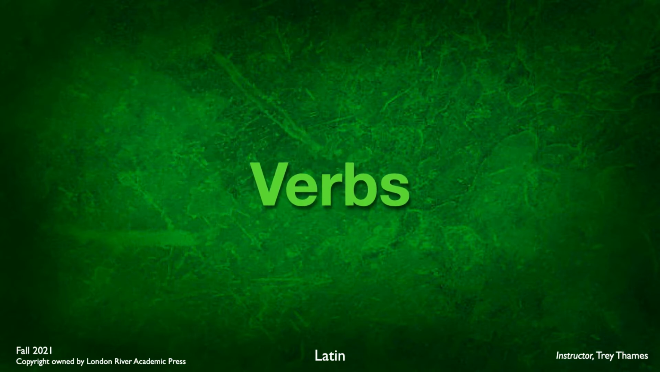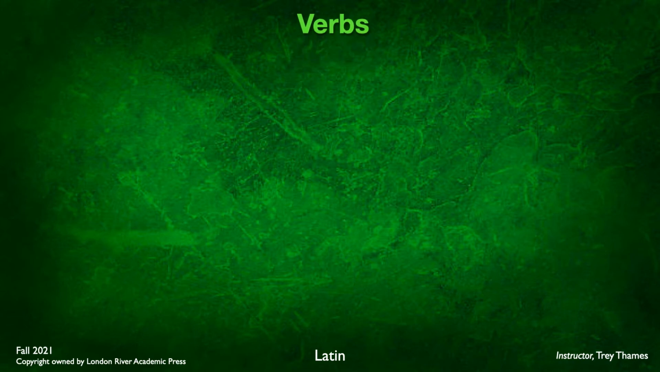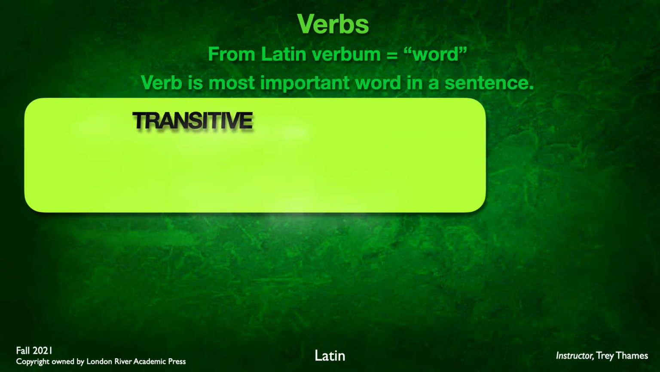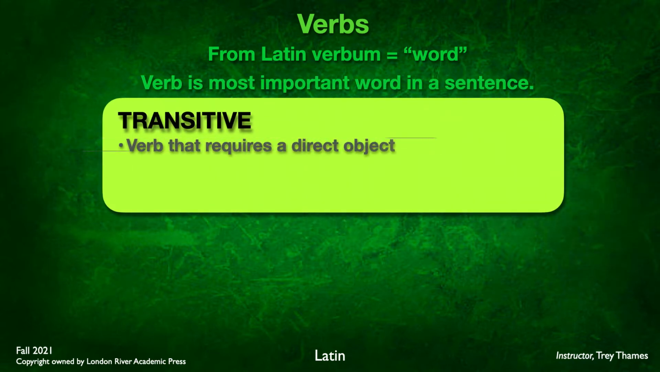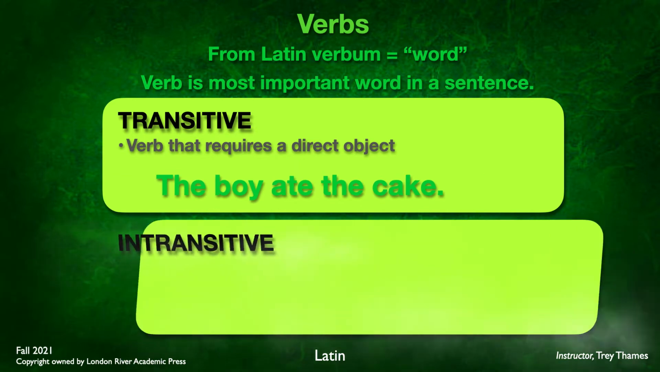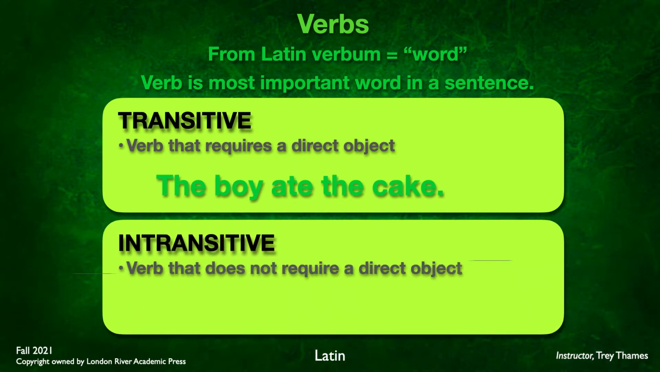Verbs are the most important word in a sentence. The word verb in English actually comes from the Latin word verbum. And I want to pause to remind you that the letter V in classical Latin is not pronounced V, it's a W sound, like a W. So this is verbum. So our word verb comes from the Latin word verbum, which means word.